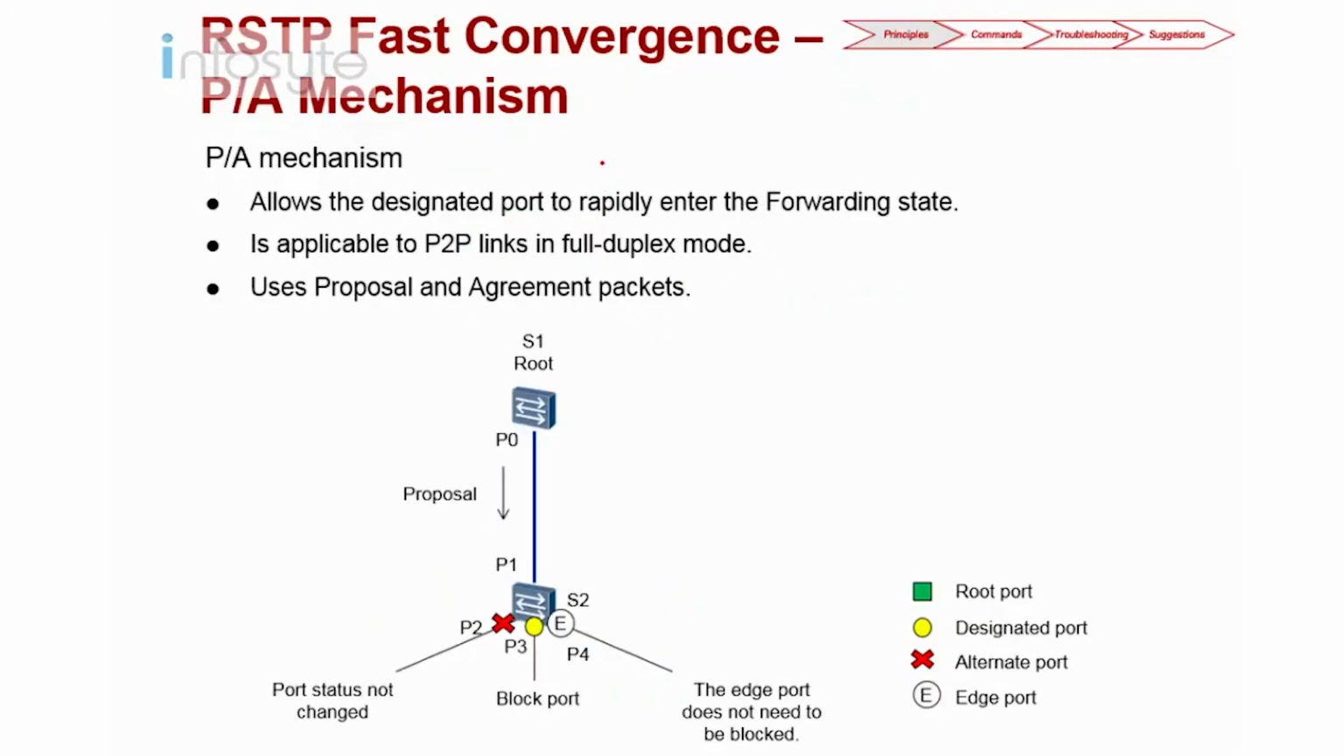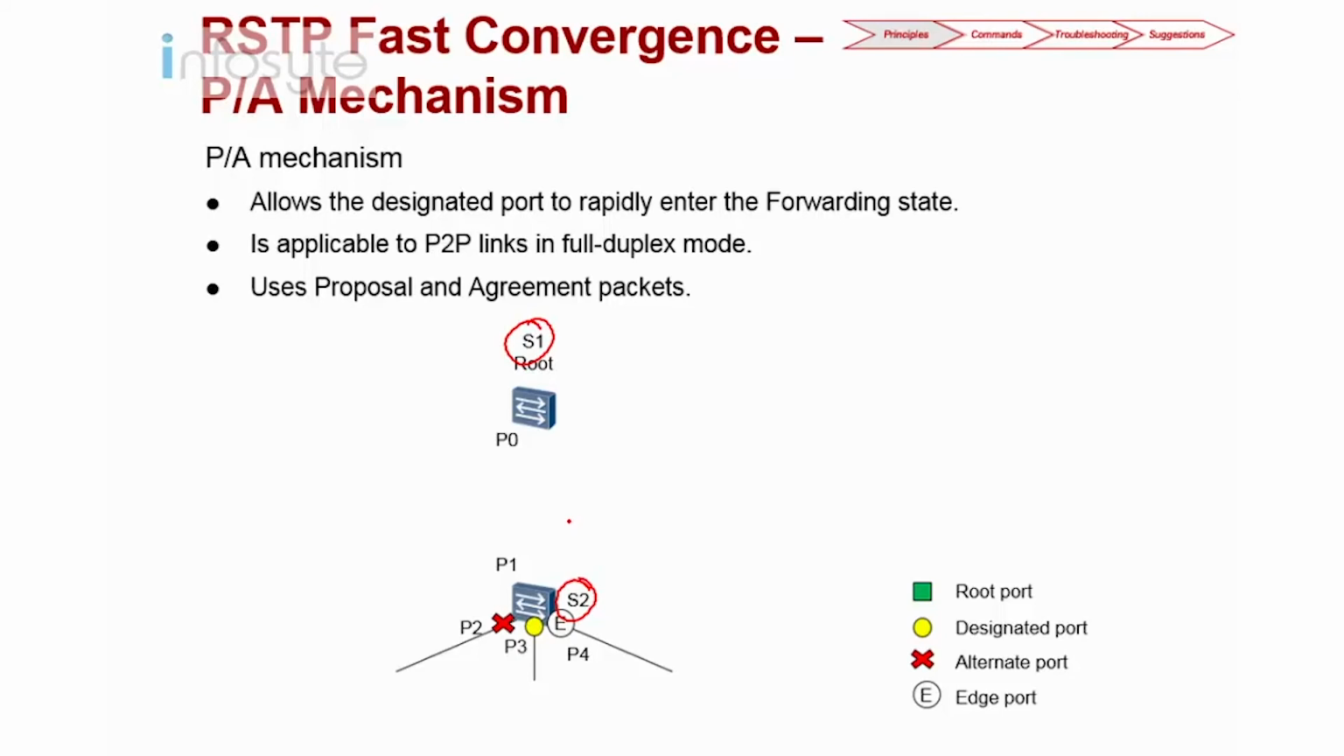One of the key component differences of STP compared to RSTP is the mechanism of the proposal and agreement. We simply call it the P/A mechanism. So how does this P/A mechanism work? Now let's say I have switch number 1 and switch number 2. Switch number 1 and switch number 2 are not connected.